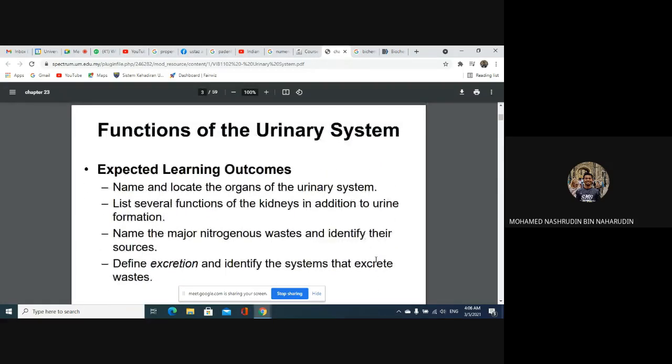This is some quick expected learning outcome that you can set your mind to before we go with the lecture. Okay, so by the end of this topic, you must be able to name and locate the organs of the urinary system. Describe several functions of the kidneys in addition to urine formation. Name the major nitrogenous wastes and identify their sources. And last but not least, define excretion and identify the systems that excrete waste.